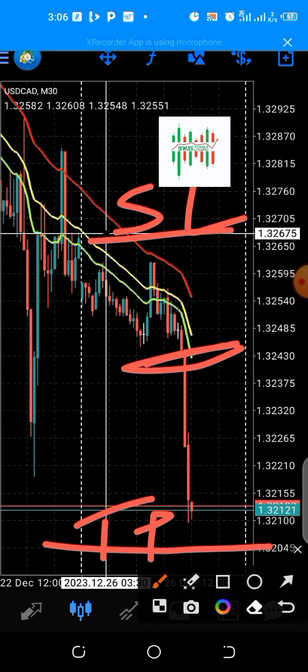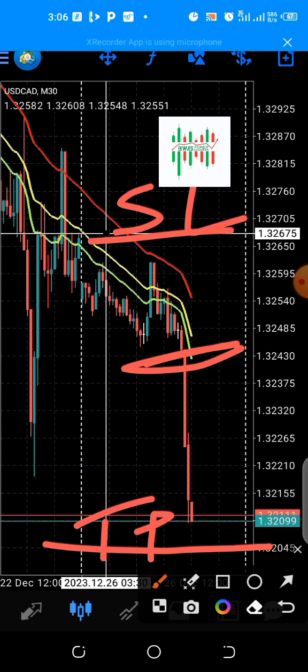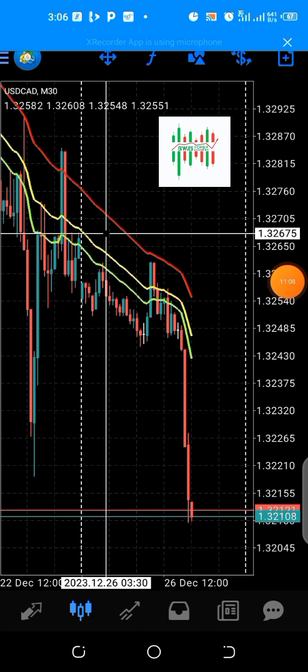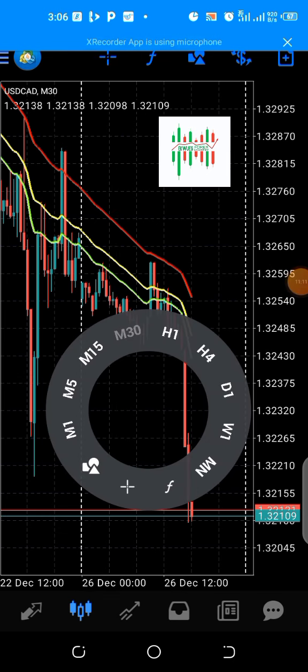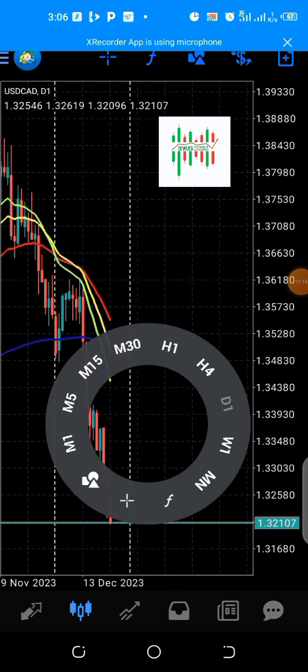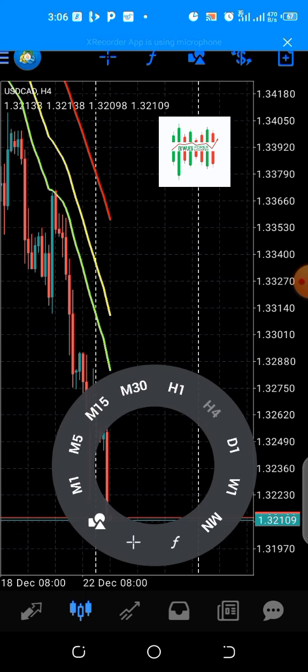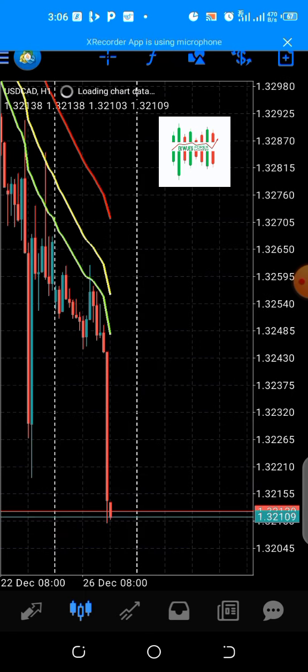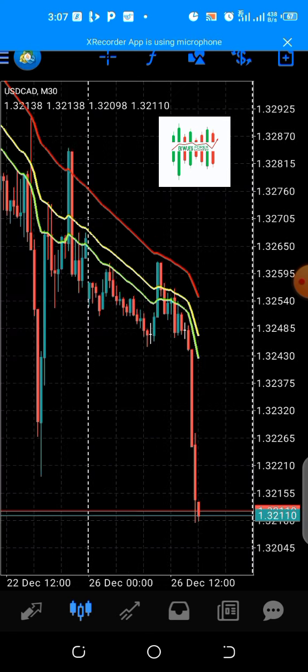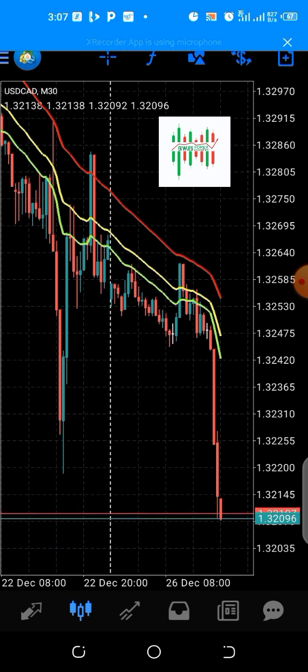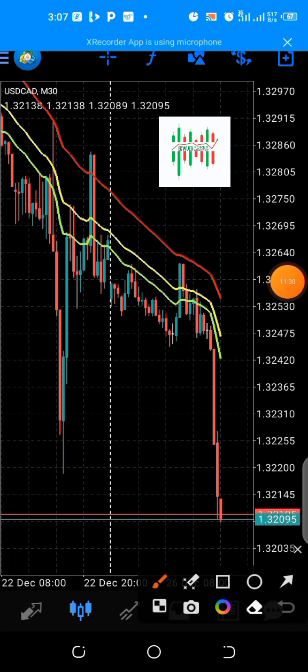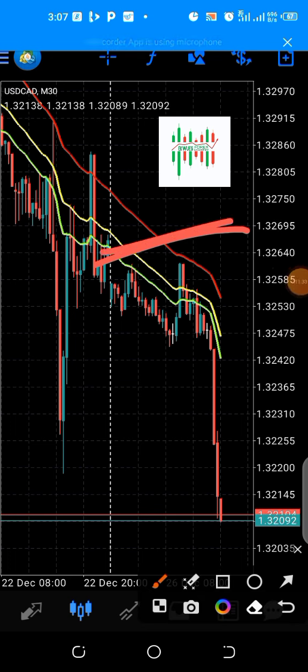Okay, mind you, I'm repeating this for emphasis. The daily time frame must be bearish. If it's a bearish market, the H4 must be bearish. The H1 must be bearish. Then you come to the 30 minutes time frame, it must be bearish. The candlestick must be bearish and below the moving average before you enter. Then you set your stop loss above the moving average if it's a sell. Okay, then you put your take profit at the nearest support.